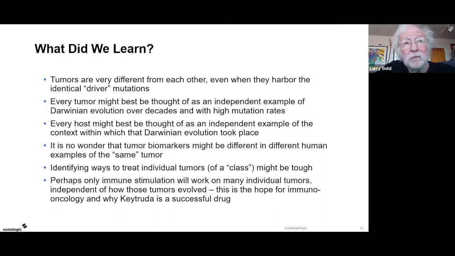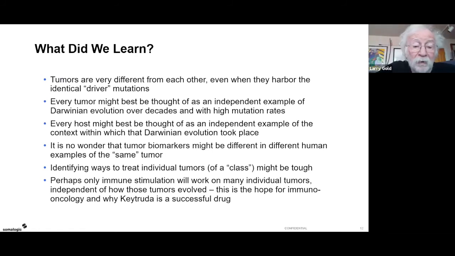And you could think of every host who has his or her own genotype, his or her own environment, as an independent example of the context within which that Darwinian evolution occurs over 30 years. So maybe it's not so surprising that tumor biomarkers should be very different, like I just showed you, for those 2 identical KRAS driver mutations. The biology, the proteomics anyway, is very, very different.